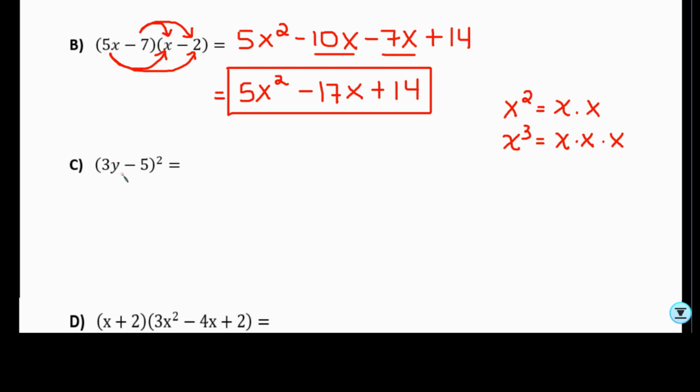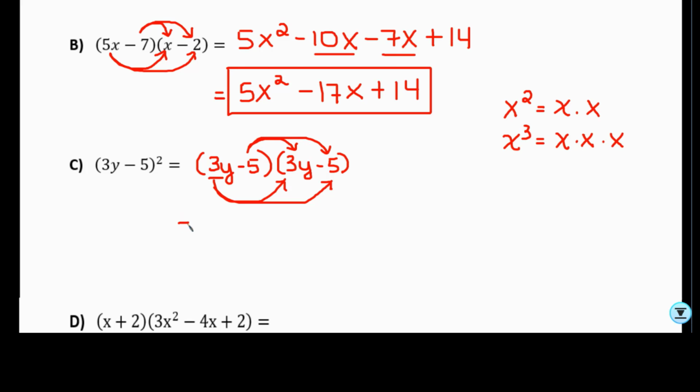So if I have 3y minus 5 to the second power, basically I'm going to write 3y minus 5 2 times, and I'm going to multiply them together. So if you notice right there, 3y minus 5 to the second power can be rewritten as 3y minus 5 times 3y minus 5. Now that we have done that, now we can apply the method that we showed previously. We're going to take the first term and we're going to multiply by each term inside the second parenthesis. And we're going to take the second term and do the same.